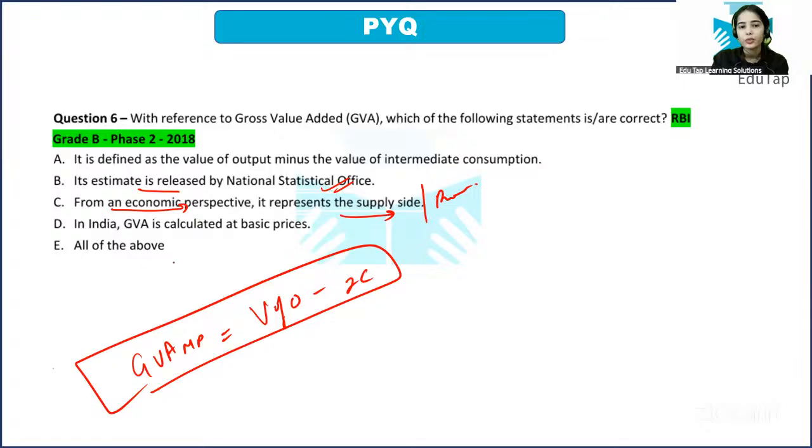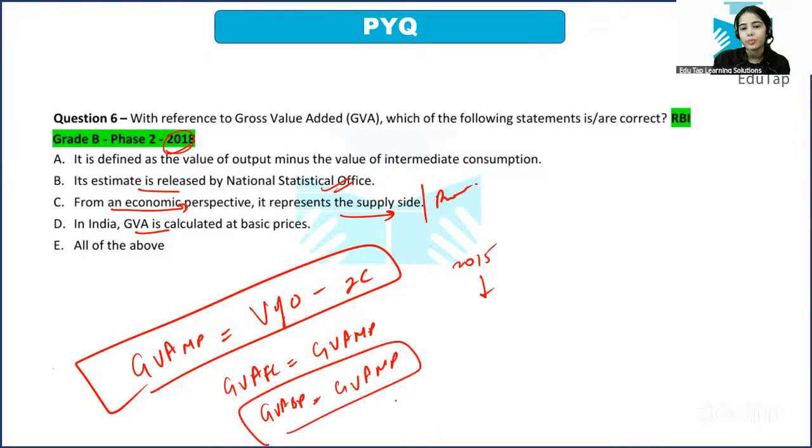Till 2015, GVA at MP was converted into GVA at FC. But after that, since 2015, we have been converting GVA at MP into GVA at basic price to see the producer side or the supply side. So GVA is calculated at basic prices now. So all of the above are correct. Okay. Next, try to answer this question.